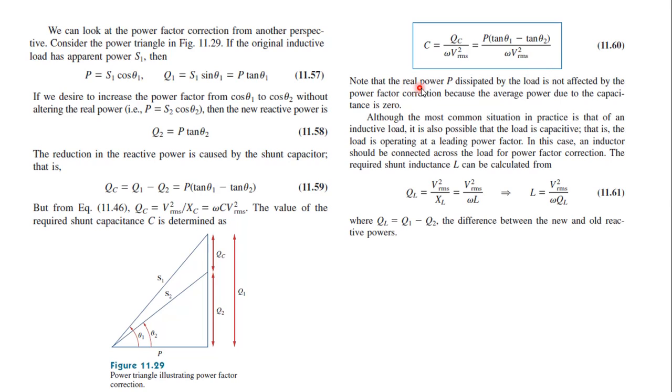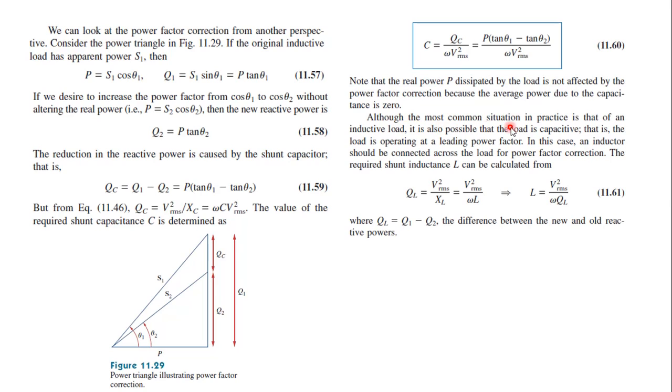Now we know that the real power dissipated by the load is not affected by the power factor correction, because the average power due to the capacitance is 0. We know that inductance and capacitance have an average power of 0. So by introducing the capacitor into the circuit, we didn't alter the original real power that is consumed by the circuit.